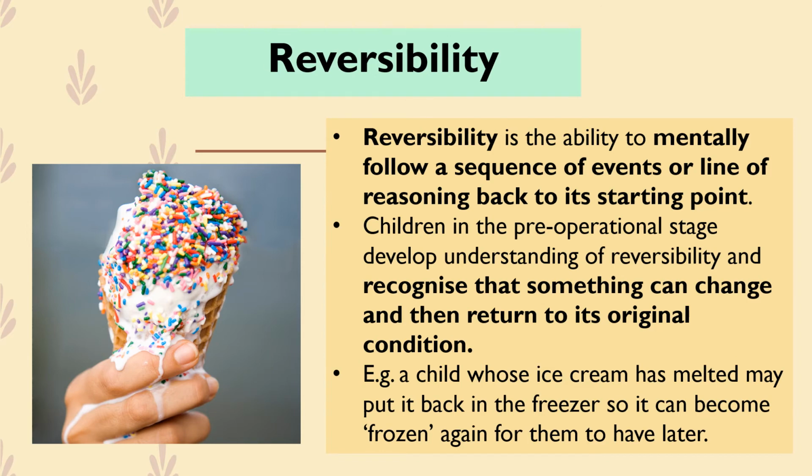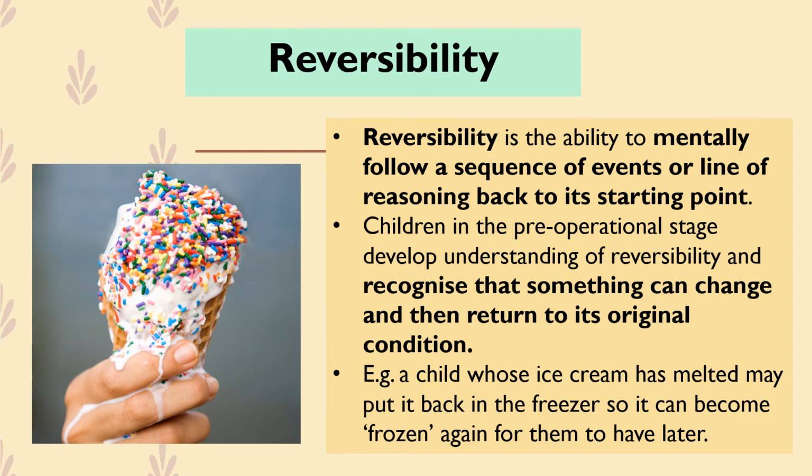So by the end of 7 years of age, a child should be able to show this concept of reversibility, or show this idea that they can mentally think back or mentally follow back a sequence of events to when it started, okay? So we're at point B, how do we get back to point A? They should be able to trace back that sequence of events.